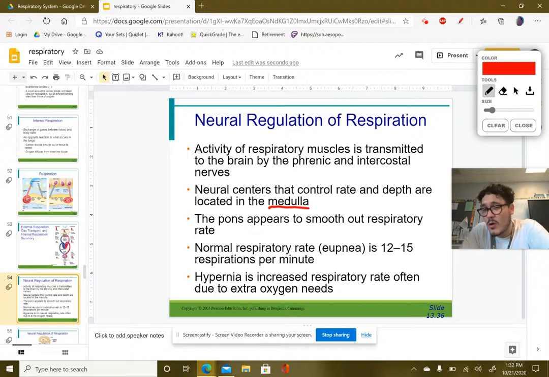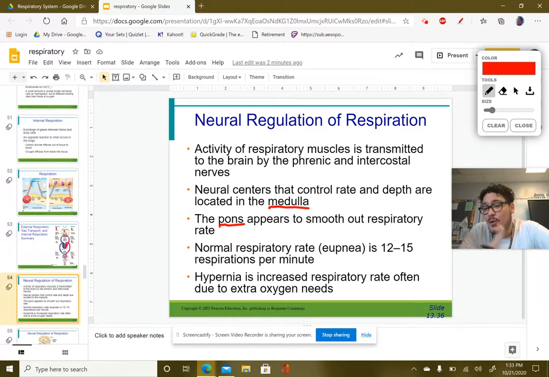The medulla oblongata, it's a structure found in the brainstem. Like I said, we're going to learn more about that in the future. There's also another brain structure that we're going to learn about down the line called the pons. It appears to smooth out respiratory rate, so it helps to regulate your breathing. Normal respiratory rate, also known as eupnea, is 12 to 15 breaths per minute. That's standard. That's when you're at rest.